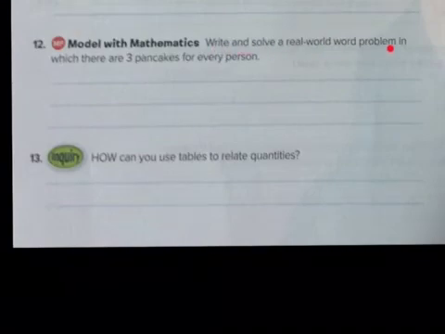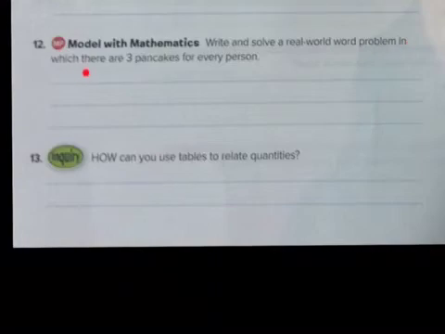Question 12. Write and solve a real world word problem in which there are 3 pancakes for every person. Try to think about a problem where you have a certain amount of people and each will get 3 pancakes. Maybe the question can be, how many pancakes will you need to make in total for the number of people you have? You can write your own, or you can just simply copy this one.